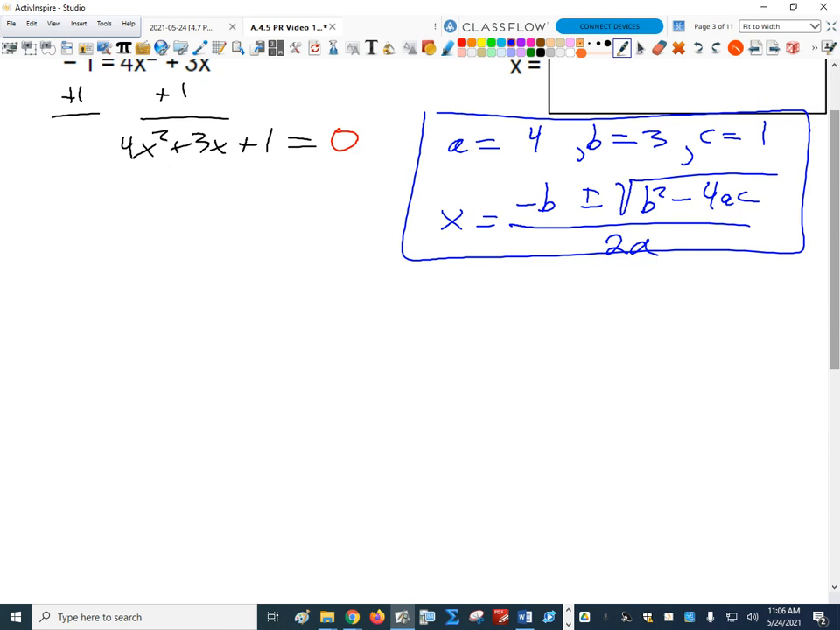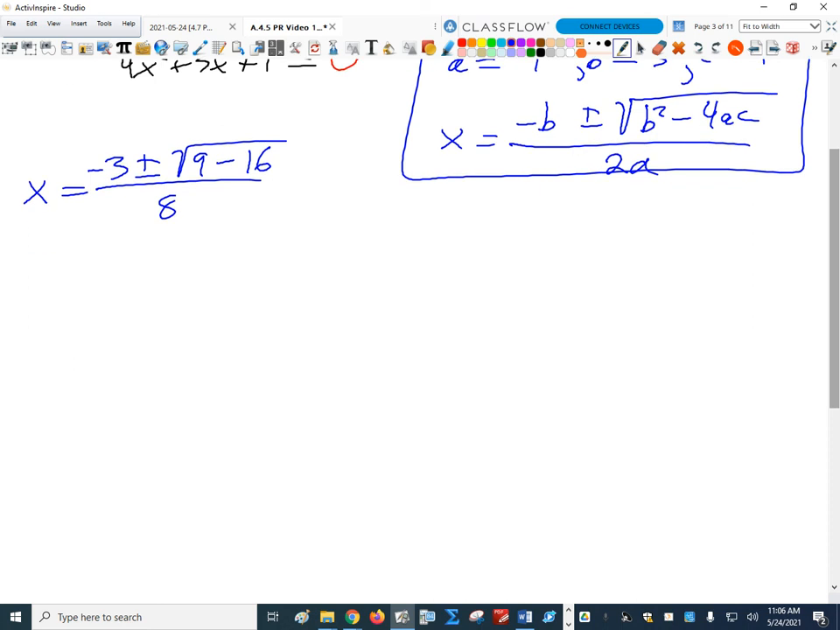So we got our stuff, right? Now we just have to plug and chug. So we know what A, B, and C are, so we can just plug stuff in. So we get negative B, that's just negative 3, right? Plus or minus the square root of 3 squared, we'll just write that as a 9, minus 4 times 1, that's just minus 16, agreed? All divided by 2 times A, that's just 8, 2 times 4. So there are answers, but we got to simplify.